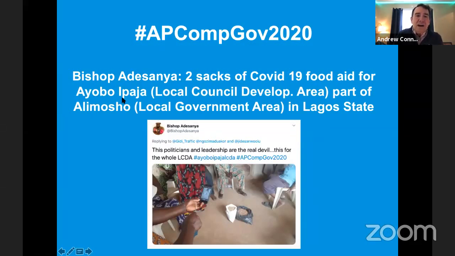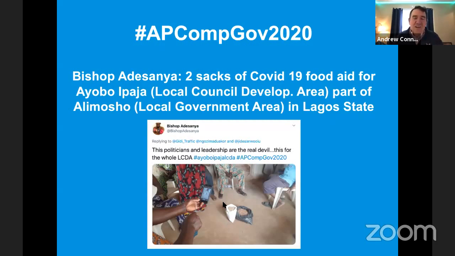specifically Ijaiye Ojokoro. According to this picture, he was claiming that only 2 sacks of food aid were delivered by the local government to this neighborhood as part of COVID-19 food aid response. And he used the hashtag APCompGov2020 to bring the community's attention to this.